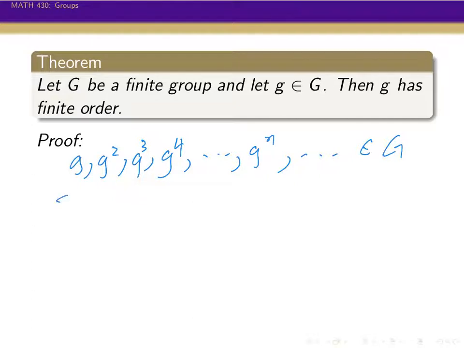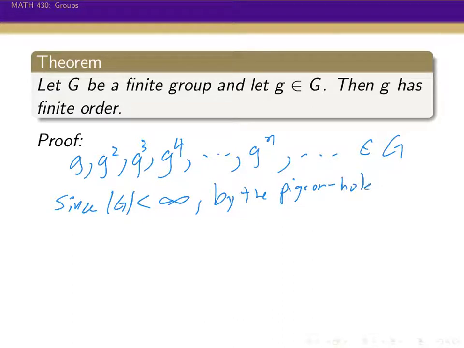And so since the order of G is finite, less than infinity, by the pigeonhole principle, I have to get a repeat somewhere. So there exists some n and k that are not equal to each other.